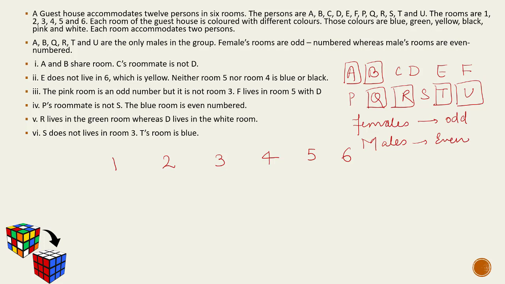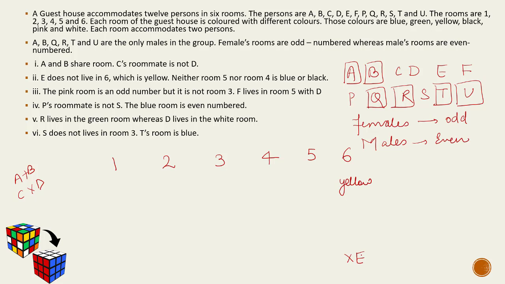So first piece of information, A and B share a room. Now this is useful information. I cannot use it right now. I may use it later on. So I know A plus B, they'll go together. C's roommate is not D, so I'm writing C cross D. E does not live in 6, which is yellow. So that tells me that the color of room number 6 is yellow. And it is the negation. I cannot have E here.